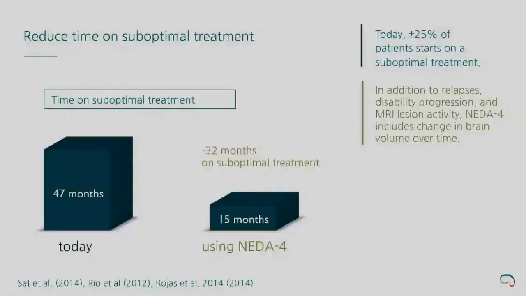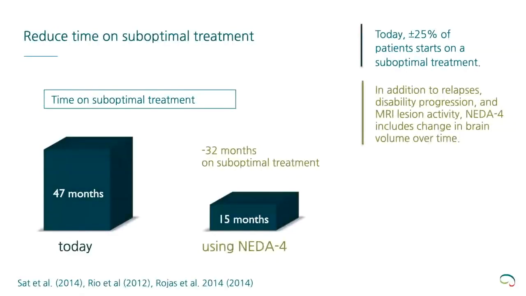Applying these NEDA-4 criteria very strictly could theoretically reduce the time on a suboptimal treatment by 32 months. Today we know that on average patients are on a suboptimal treatment for 47 months, so almost 4 years. By applying more progressive treatment guidelines and having, as such, earlier treatment switches, this could be reduced to 15 months, according to the publications mentioned below.